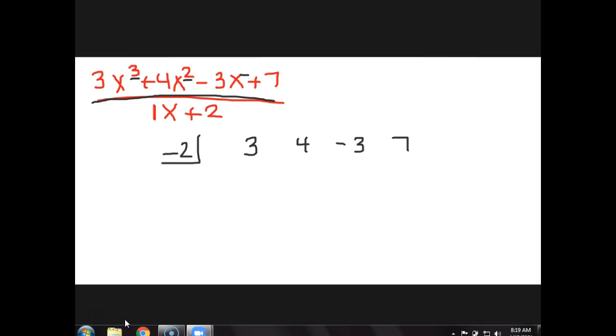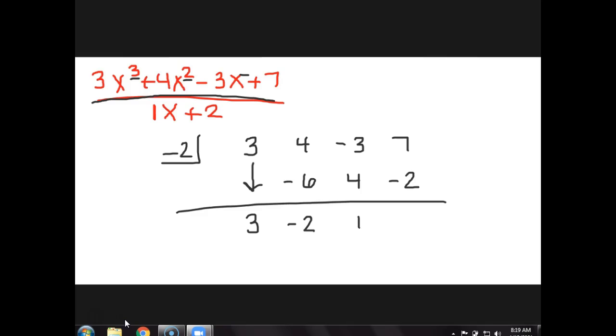And then we're going to add and multiply. So you bring down the first term, multiply the first term by the number in our box. So negative 2 times 3 is negative 6. Add the columns, so you get negative 2. And negative 2 times negative 2 is positive 4. Add the columns, so you get 1. Multiply the diagonals, negative 2. Add the columns, and we get 5.